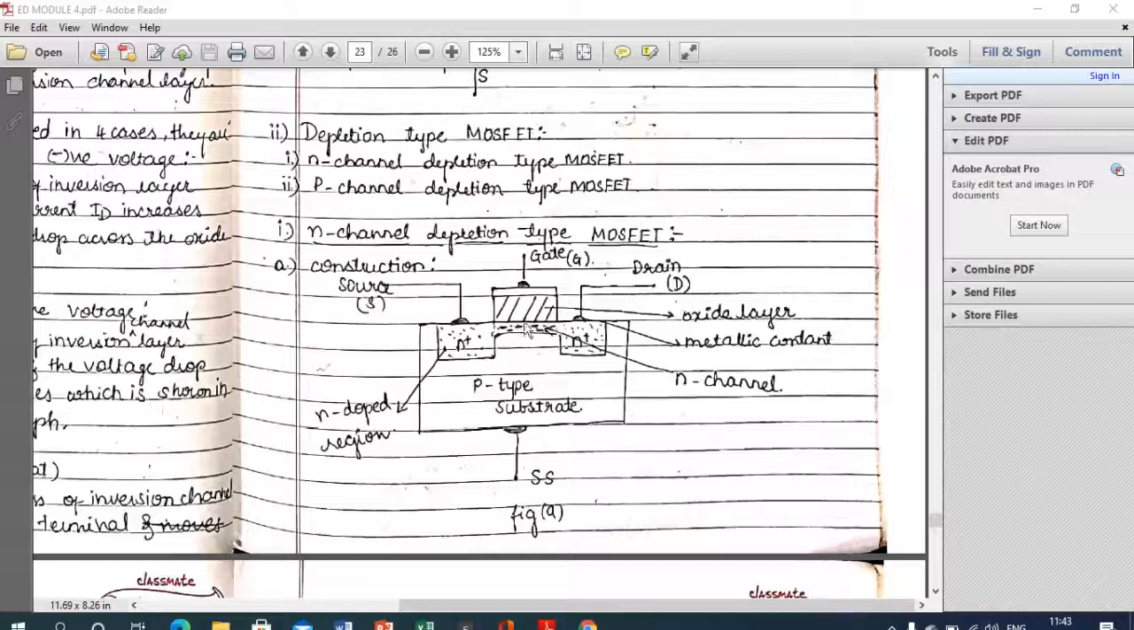So now, in the previous class, we discussed the enhancement type MOSFET, right? In today's class, we are going to discuss the depletion type MOSFET. In depletion type MOSFET, we have two types: one is the N-channel depletion type MOSFET, and another one is the P-channel depletion type MOSFET.